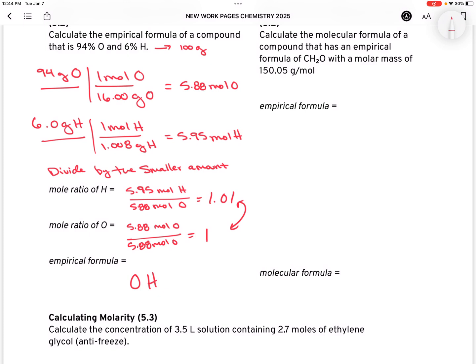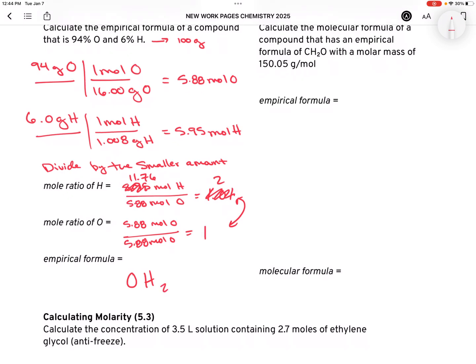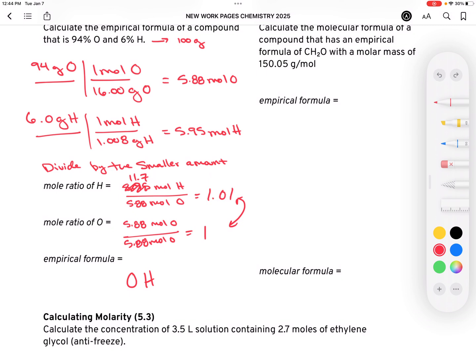So let's just say, for example, let me do a little math here and come up with an example. Let's just say our mole ratio of hydrogen was, instead of 5.95, it was 11.76. That means it would come out to be 2. So now it's 2-to-1, so that would be 2 hydrogens for every oxygen. I'm not trying to confuse you too much. The idea is that you're trying to compare the molar amounts of both oxygen and hydrogen, and then see how they compare to each other.